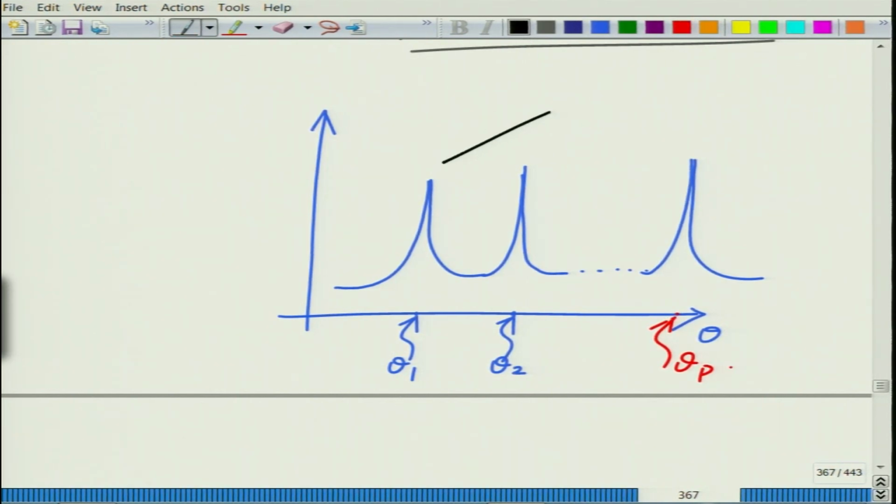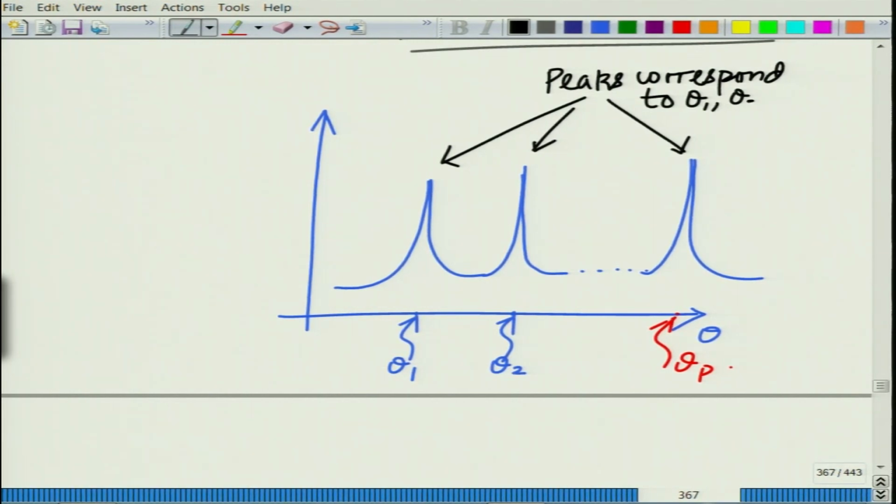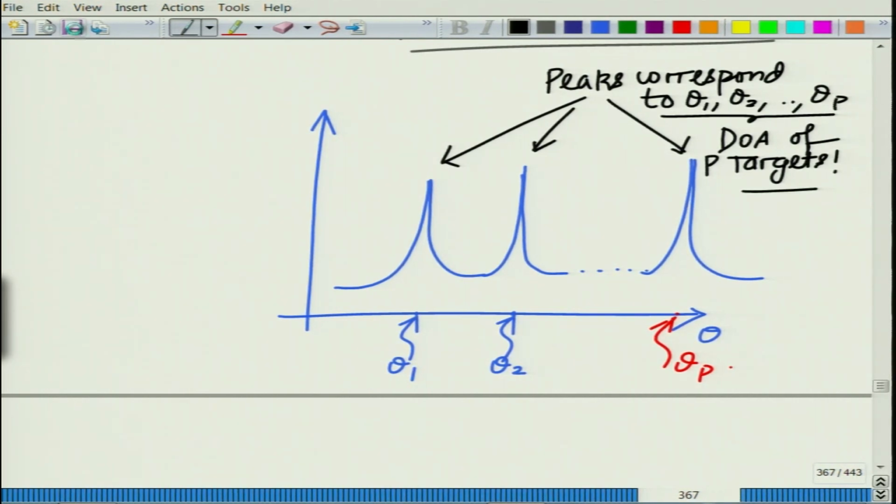So, the peaks correspond to, and these are your DOA of the P targets.